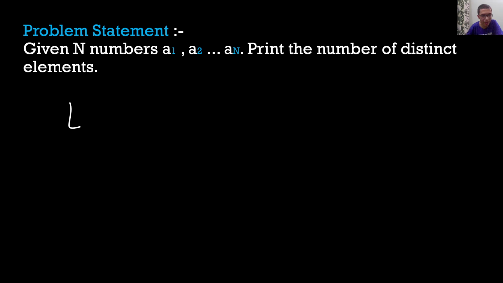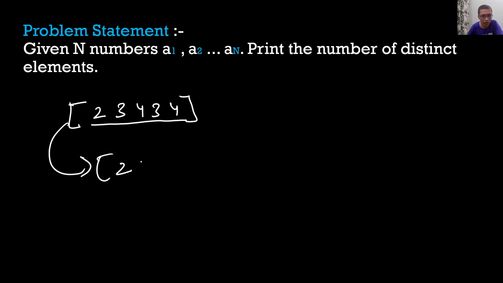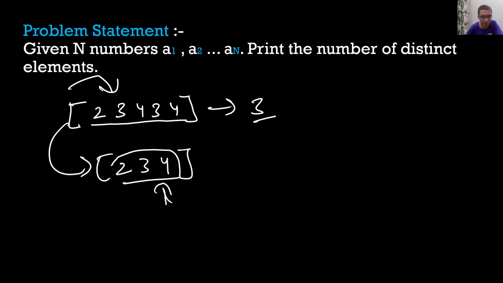So let's say I have an array. Let's say the array elements are 2, 3, 4, 3, 4, right? So I have 5 elements over here, right? Now, how many distinct or different values do I have in this array, right? So I have 2, I have 3, and I have 4, right? Other than these three numbers or other than these three values, I do not have any other value inside my array, right? So for this particular case, our output would be 3, right? Because I have 3 different values inside my array.